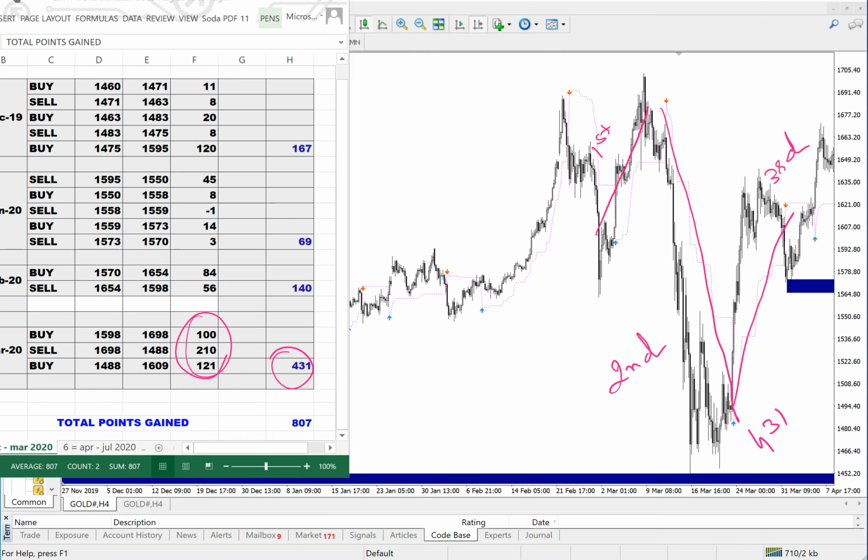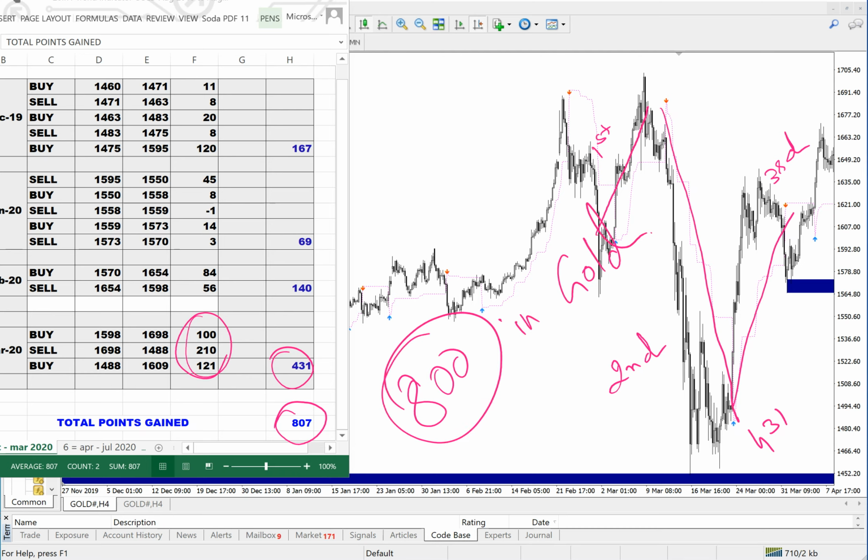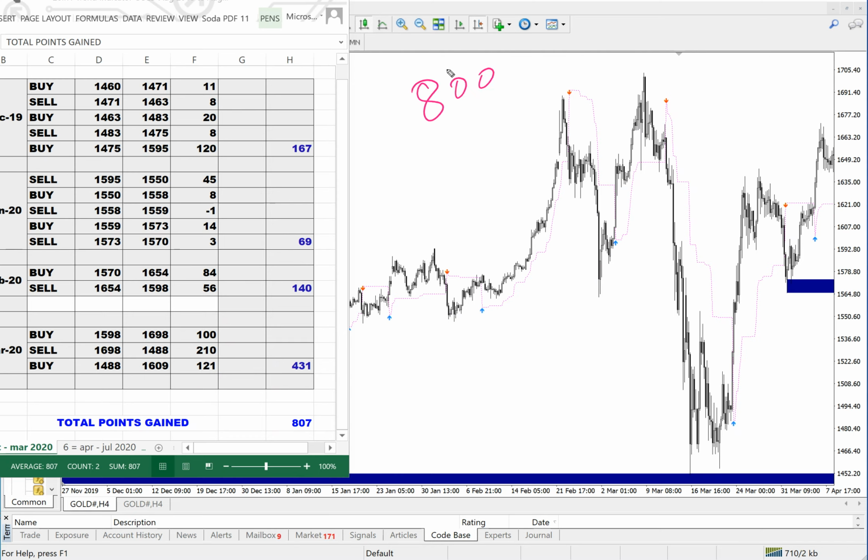So total overall profit is 800 points almost in gold. You can verify 800 points gain. So this was using our 20 in 1 indicator.